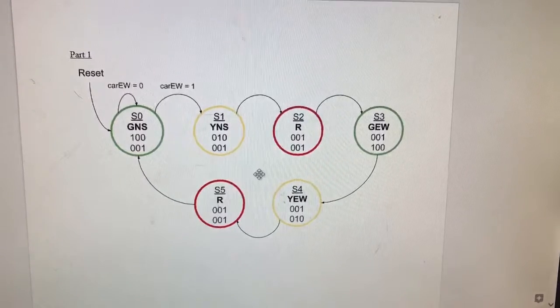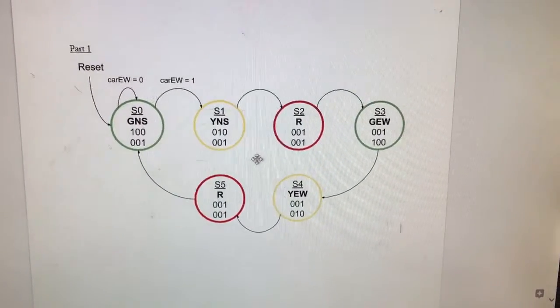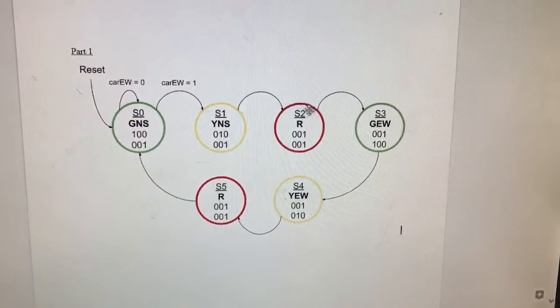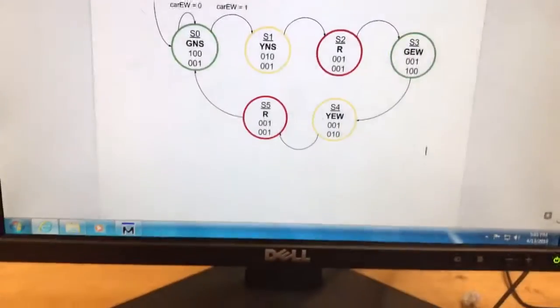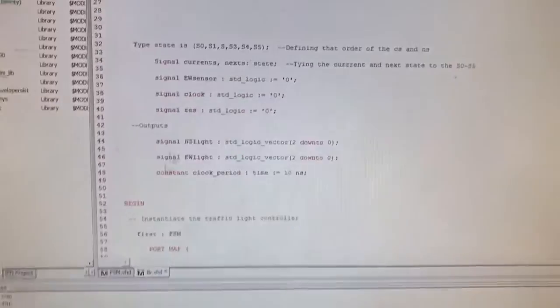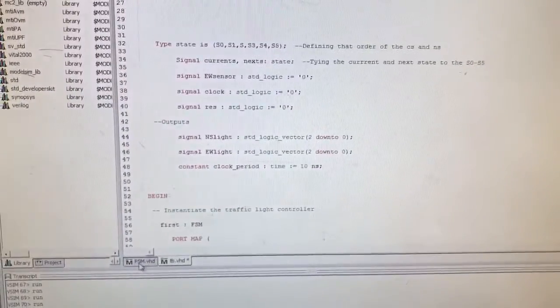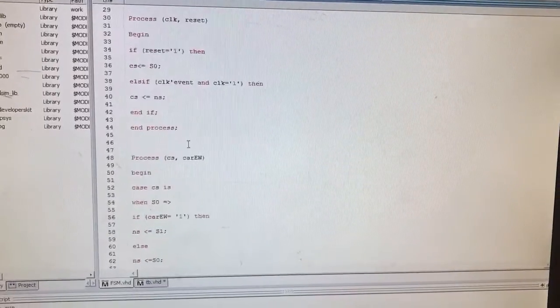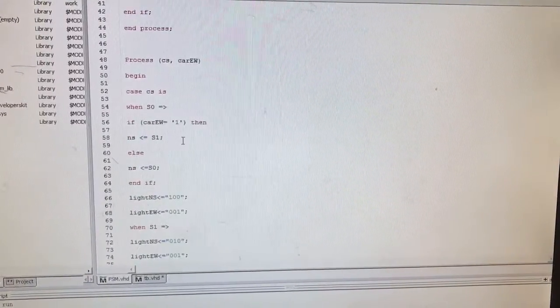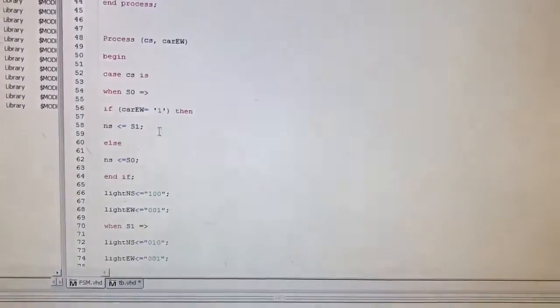And what makes this part 1 is that we have a state where there's both directions red prior to one becoming green. So if we go down and look at the FSM for it, I will show you where we added the components for this problem.